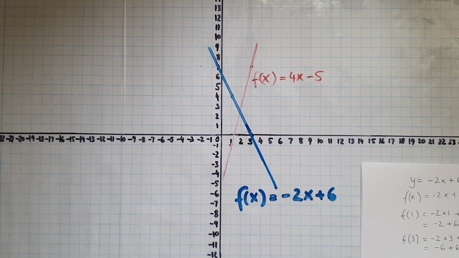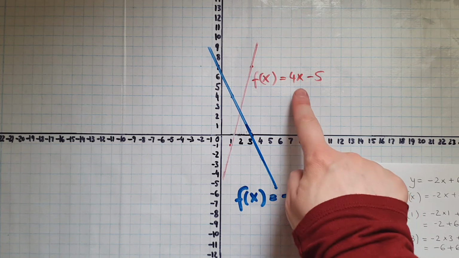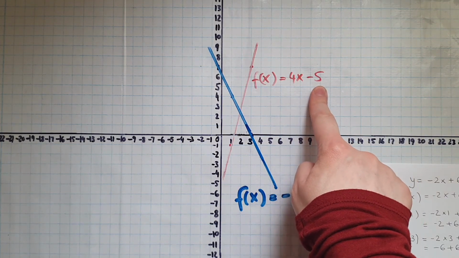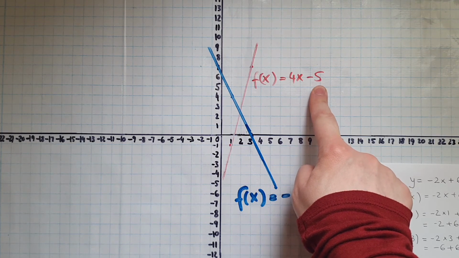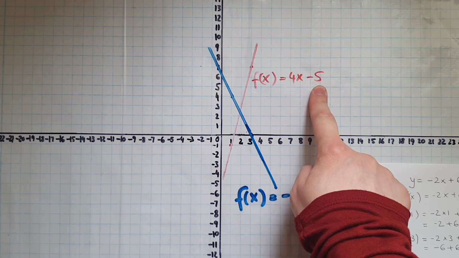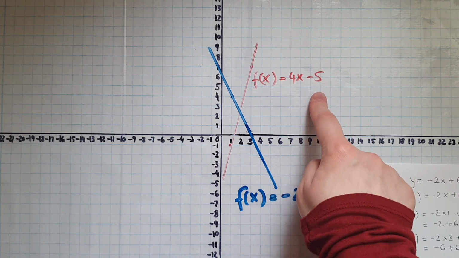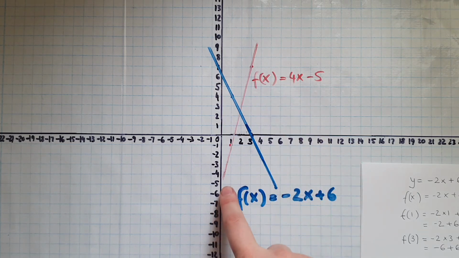There are other ways as well to sketch linear functions. One of them is through the intercept. So the y-intercept you can see here is -5. So I know that 0, -5 will be one of the points on this function. So there we have 0, -5.